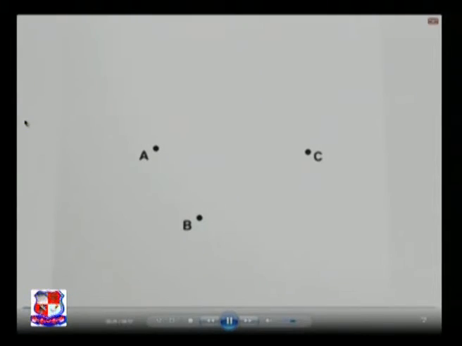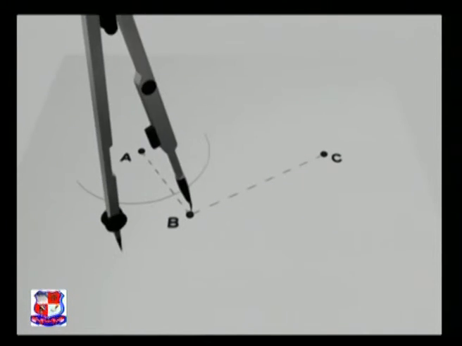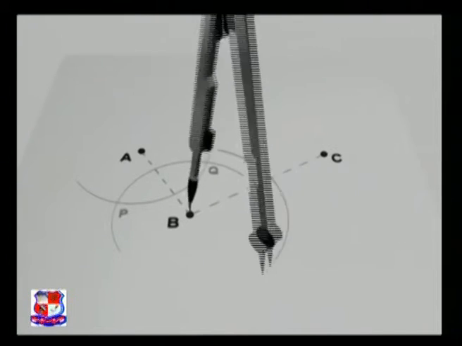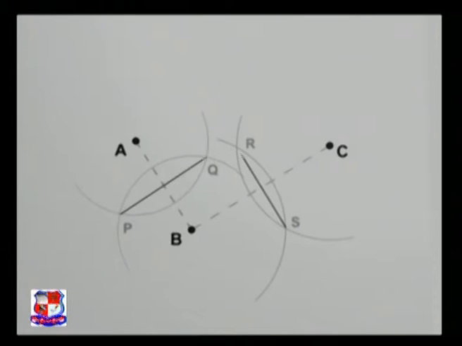Let's start by drawing a circle through three non-collinear points A, B, C. Join points AB and BC with faint construction lines. Bisect lines AB and BC. Now extend these bisector lines till they intersect each other at T.